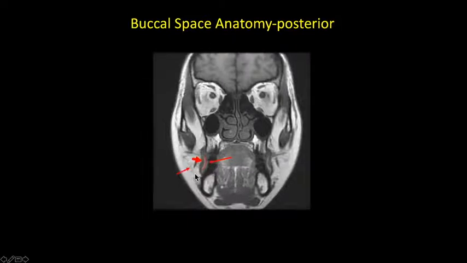This squiggly line out here is part of the fascial boundary lateral to the buccal space. It's in the same plane as the muscles of mastication. And on the opposite side, I'm showing you the parotid duct as it's about to insert through the buccinator muscle.